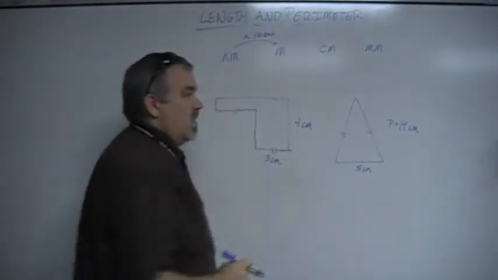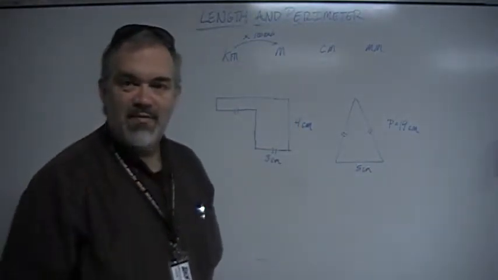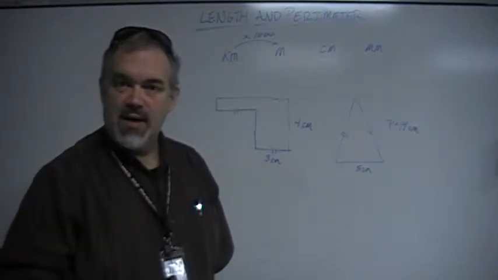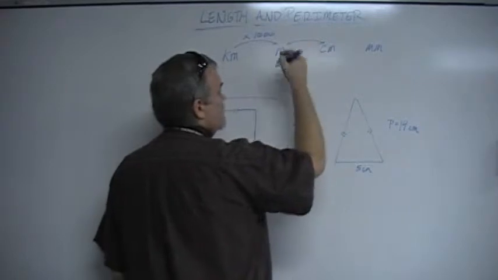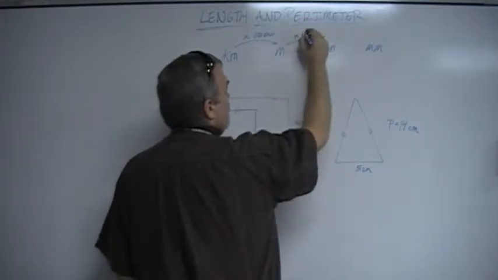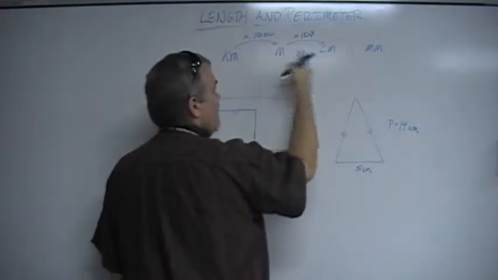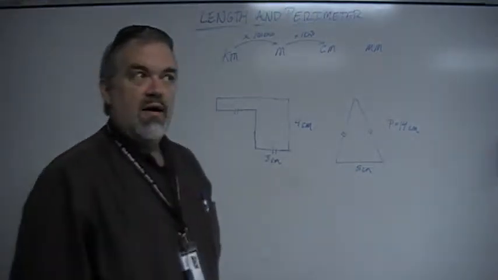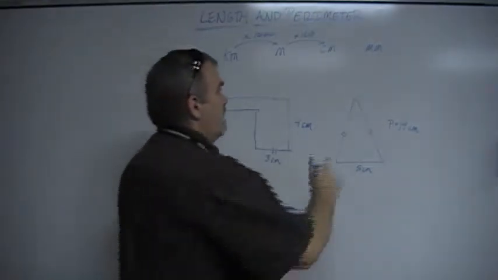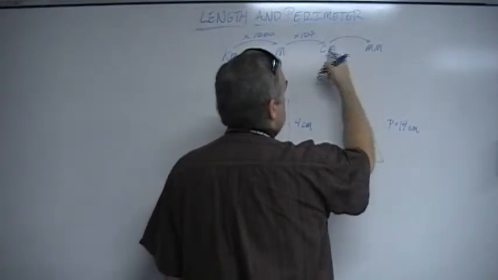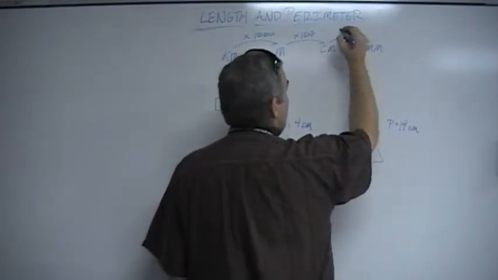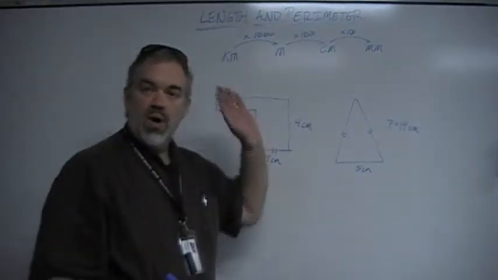If we start out with meters, let's say again we had 5 meters and we wanted to turn that into centimeters. There are 100 centimeters in a meter, so we have to multiply by 100. Our 5 meters becomes 500 centimeters. And if we want to turn our centimeters into millimeters, again there are 10 millimeters in a centimeter, so we multiply by 10. And we can work all the way across.